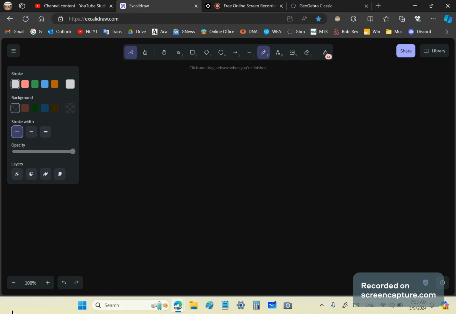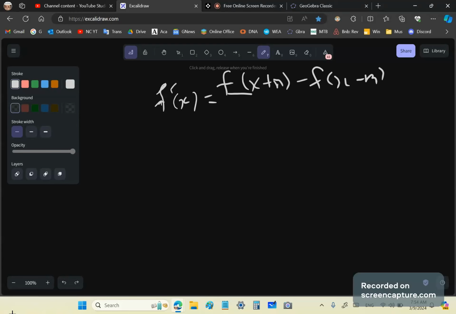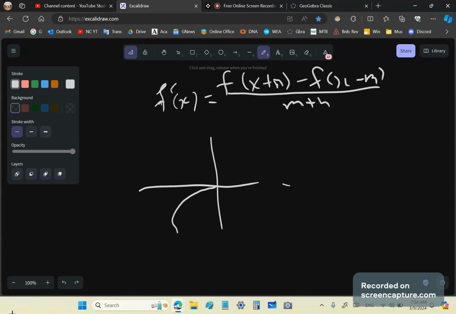We require that for a derivative to exist, there must be a tangent line. Okay, so if we have f of x equal to f of x plus n minus f of x minus m over m plus n. So if we have a curve like this, this is the cubic and there is an inflection point here.